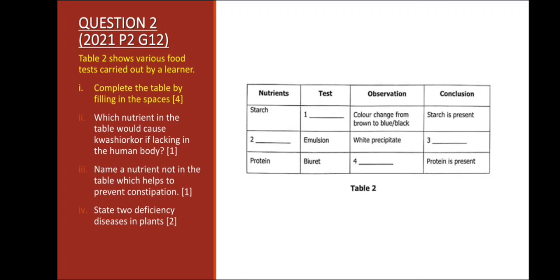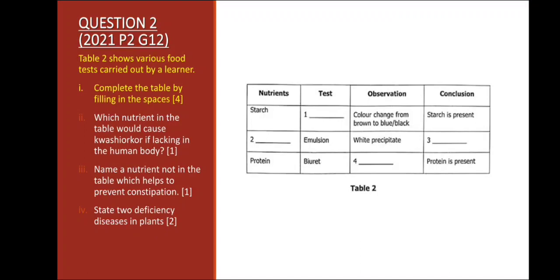Present. How did I know that it's lipids? Because of the name of the test. The emulsion test is one which is conducted when you're testing for lipids. So that's how I knew the nutrient they're testing for here is lipids. And then for the conclusion, I knew that lipids are present because of the observation. So don't get confused.